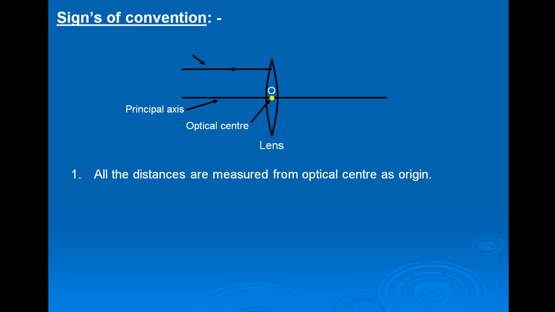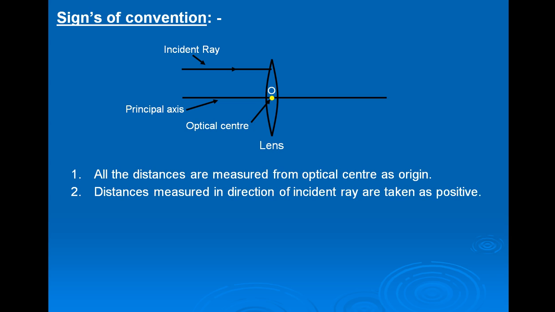Suppose this is the incident ray of light, incident on the lens from the left hand side. Now the second convention is distance measured in the direction of incident ray are taken as positive. As in the diagram, the distance measured in the same direction of incident ray are taken as positive.